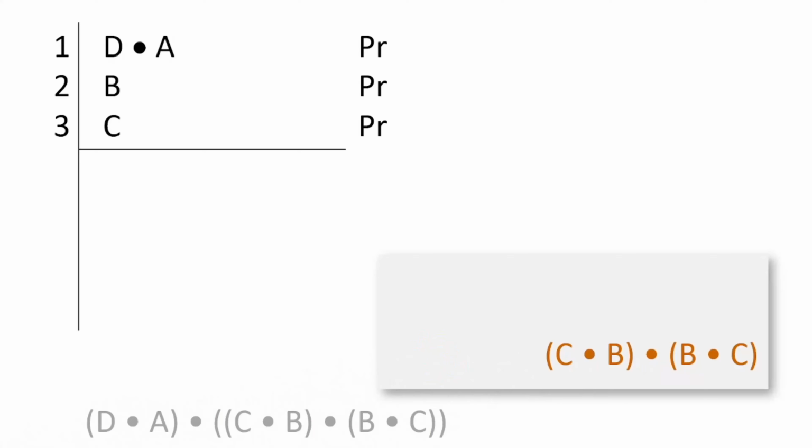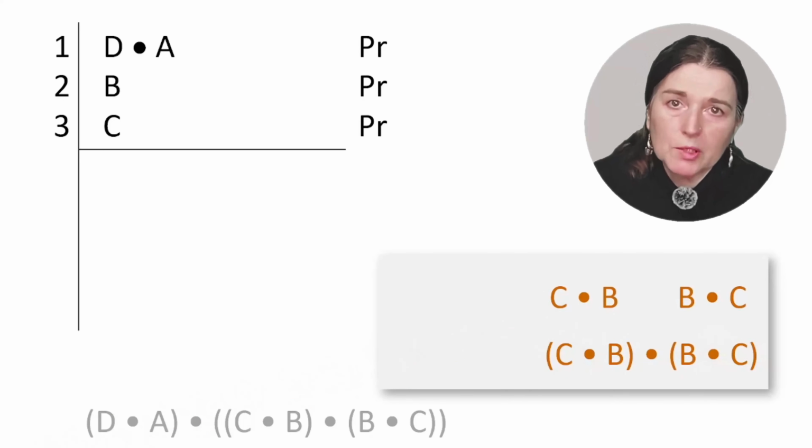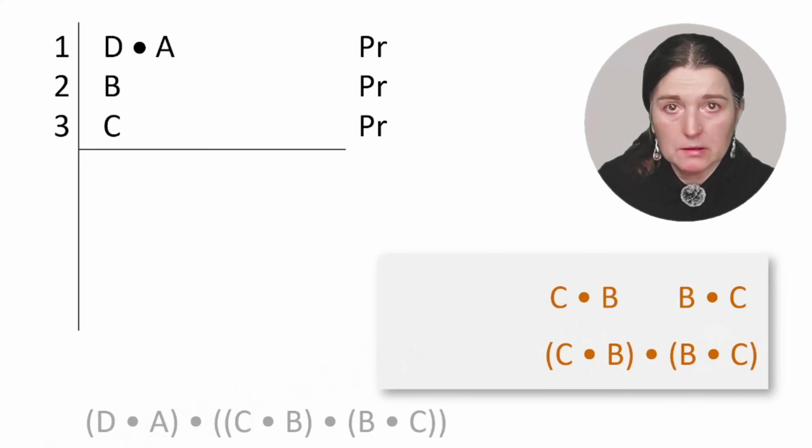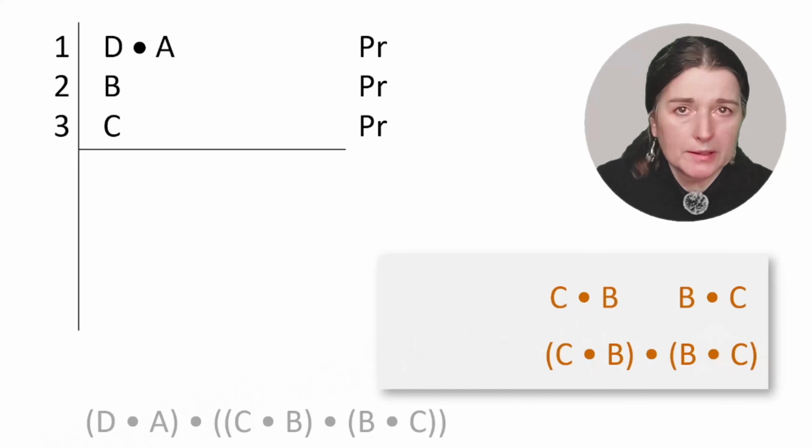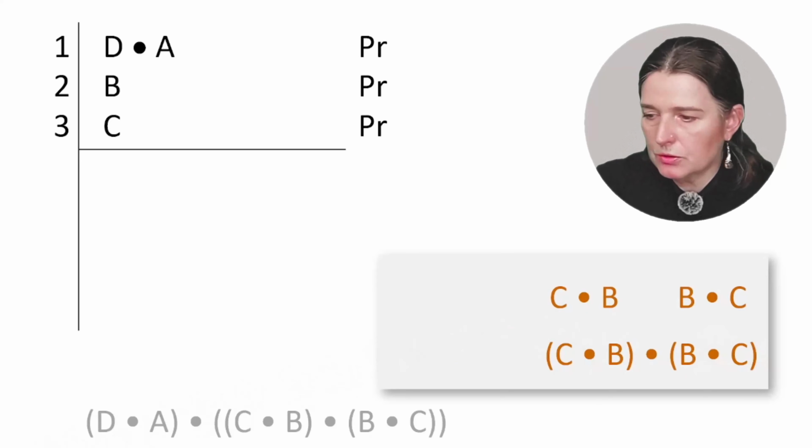It's a conjunction. We will apply the conjunction rule again to get it. We will need its conjuncts. So we will need C and B on its own line and B and C on its own line. But now it should be clear to you that we can apply the conjunction rule to get both. We will apply the conjunction rule to premises 2 and 3.